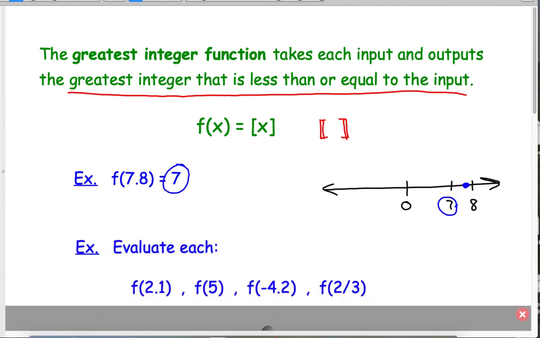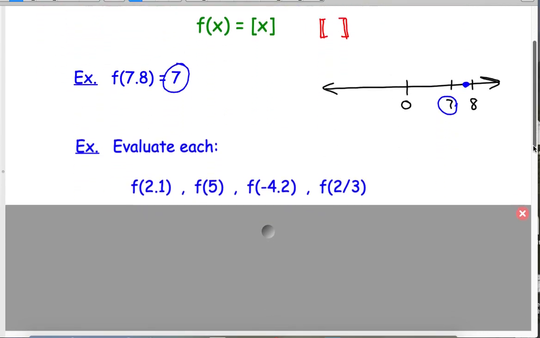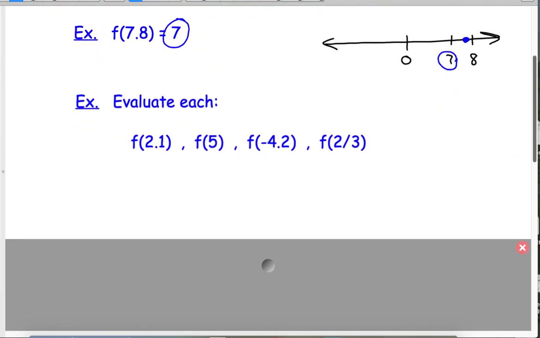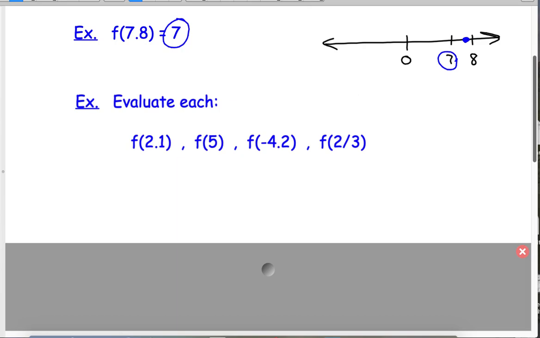Let me look at a couple other examples just to make sure you got the hang of this. What would f of 2.1 be? Well, if we plotted 2 on our number line, and let's do it in red, so there's 2.1, and 2 would be here, let's say, and 3 is here. The first integer to the left of that point would be 2. So the answer there is 2. What about f of 5? Well, that's actually right on 5, so it's closest to 5.